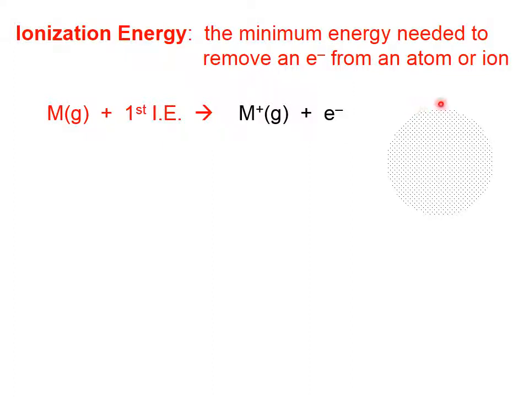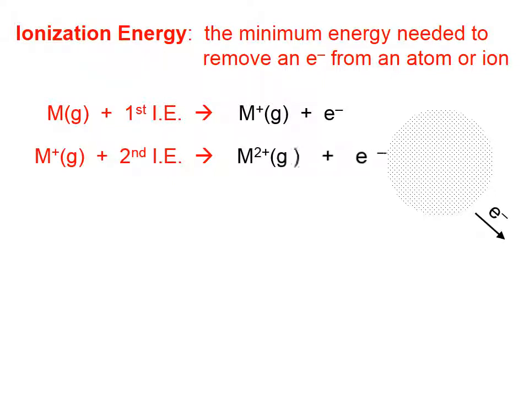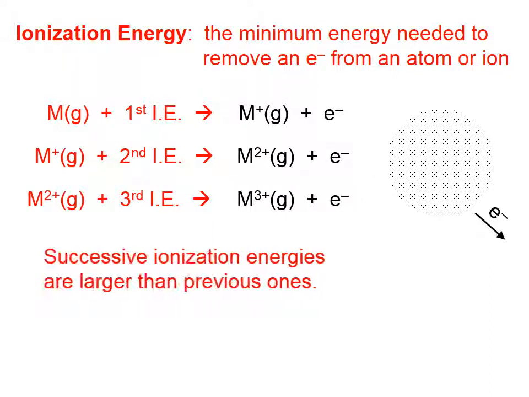As you can see on the right side of the screen here, I've tried to represent this as a cloud of electrons, and buried in the middle right there is a nucleus. If we add the right amount of energy, we can knock an electron out of this cloud. The second ionization energy is the energy required to remove the second electron, and the third ionization energy is the energy required to remove the third electron, and so on.